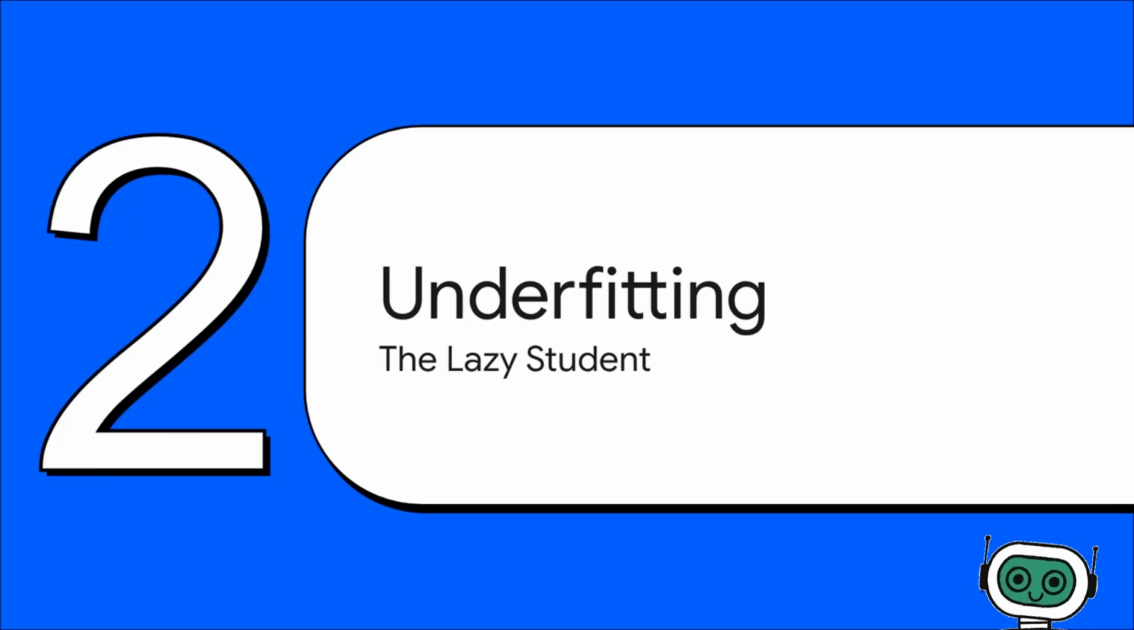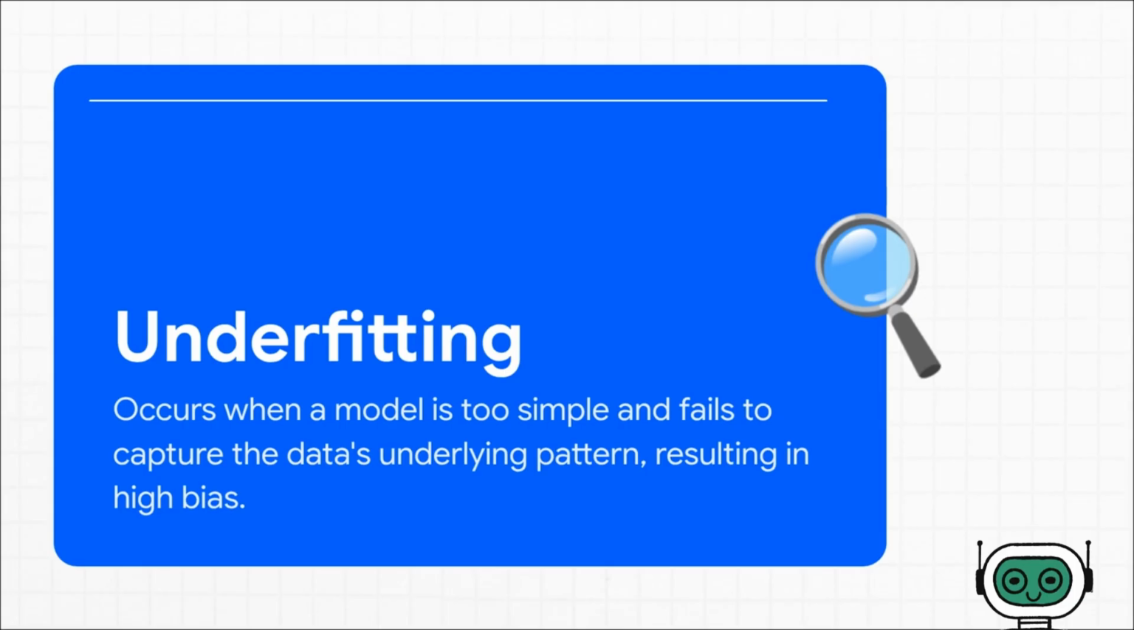Let's look at the first extreme. Imagine a lazy student who barely even glances at the textbook before a big test. They don't learn the underlying concepts, so of course, they do poorly. A model can be like this too. We call this underfitting. It's just too simple to grasp the basic patterns in the data it's given. Formally, underfitting happens when a model is just too simple and completely fails to capture the underlying data patterns. Because it consistently learns the wrong thing, we say this results in high bias.